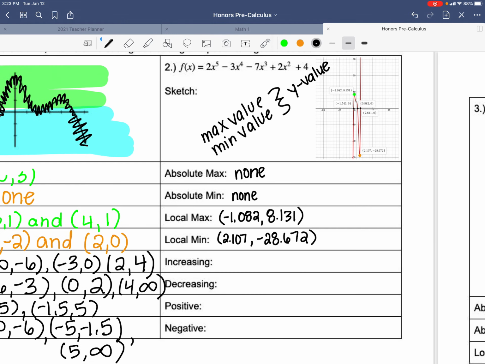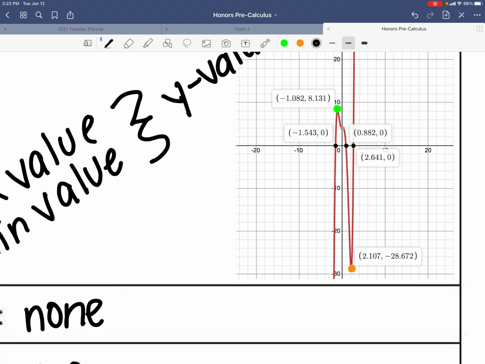All right, so then we have increasing, decreasing, positive, and negative. So I'm going to highlight again from our values. So we'll do blue is increasing this time. I'm going to be increasing, increasing, increasing. I'm going to keep increasing until I reach that point. And then I'm going to decrease, decrease, decrease until I reach that other minimum. And then I'm going to increase again. All right, so remember we're doing these based off of the x values.